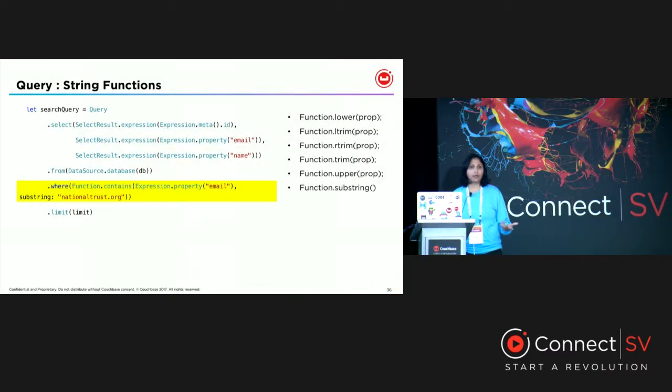Of course, with any query, when you're processing JSON documents, you need string operations. You've got the standard list of string functions: lower to upper, substring, left trim, right trim, and so on. And this is very straightforward. All you're doing is, okay, get me all documents where the email property includes the substring nationaltrust.org. Nothing much to it.